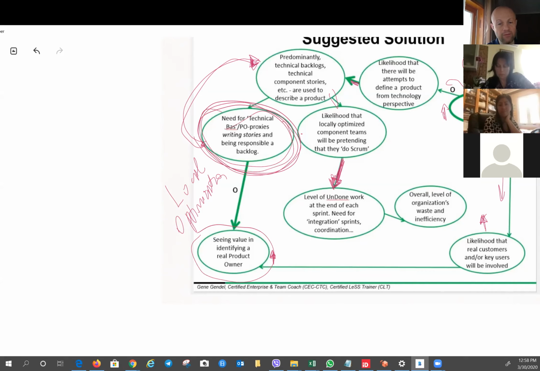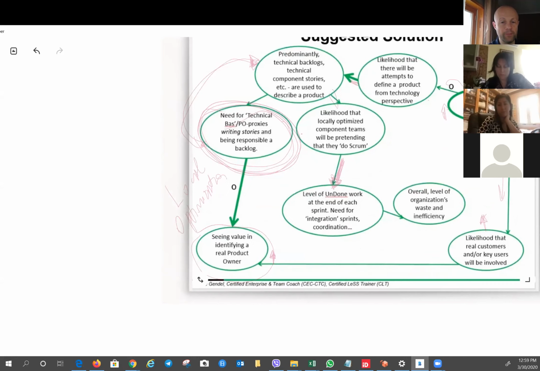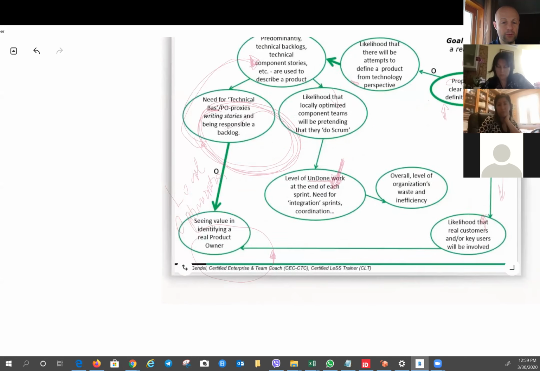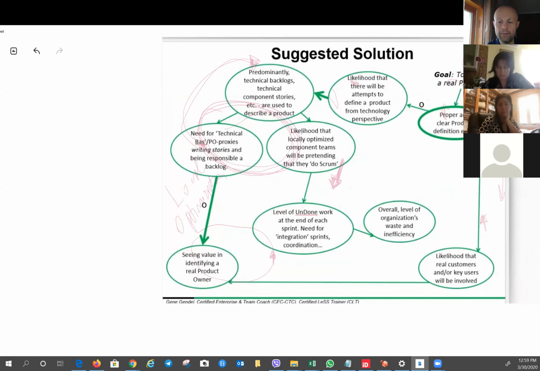Okay, and vice versa is true too. If it's not a product-centric work, you're not going to be able to find a good product owner. And not having this product owner is going to create an empty space and vacuum, and it's going to lead to more and more technical BAs and PO proxies being involved. Okay, so that sums up the system thinking on this subject.